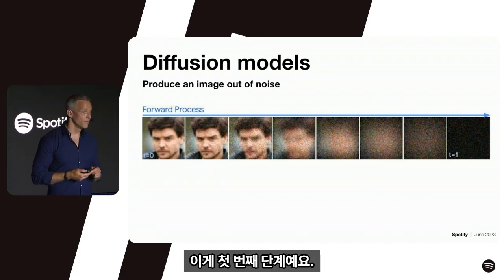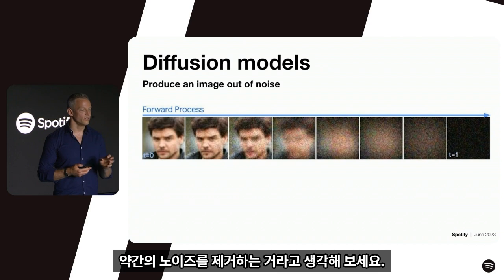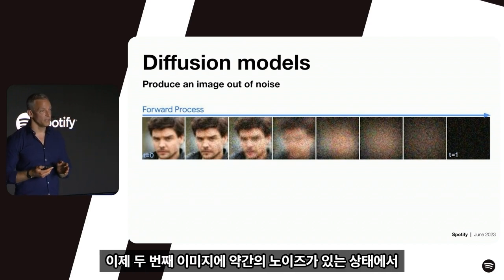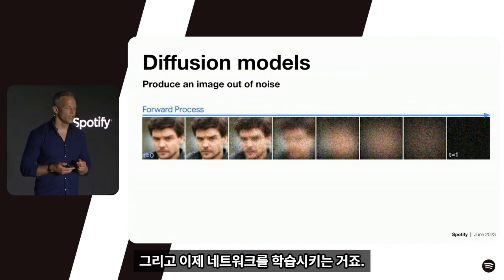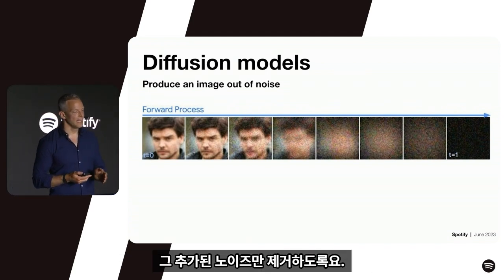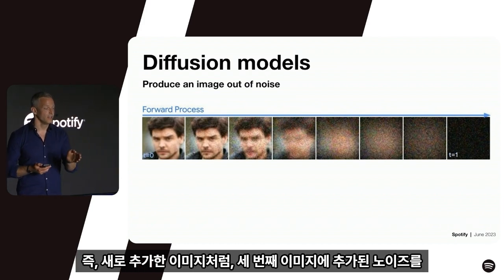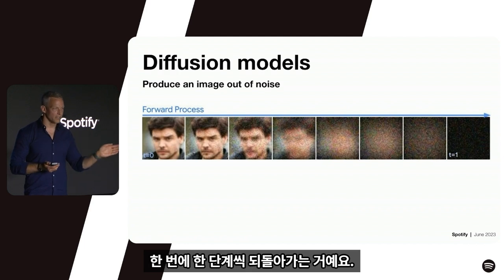So that's the first step. So think of it almost as you have a separate neural network that just removes a little bit of noise from the second back to the first image. Now you take the second image with a little bit of noise and you add a little bit more noise. And now you train a network to just remove that additional noise. Like the noise that you added to the third image, back to the second, not all the way back to the first. It's just one step at a time.